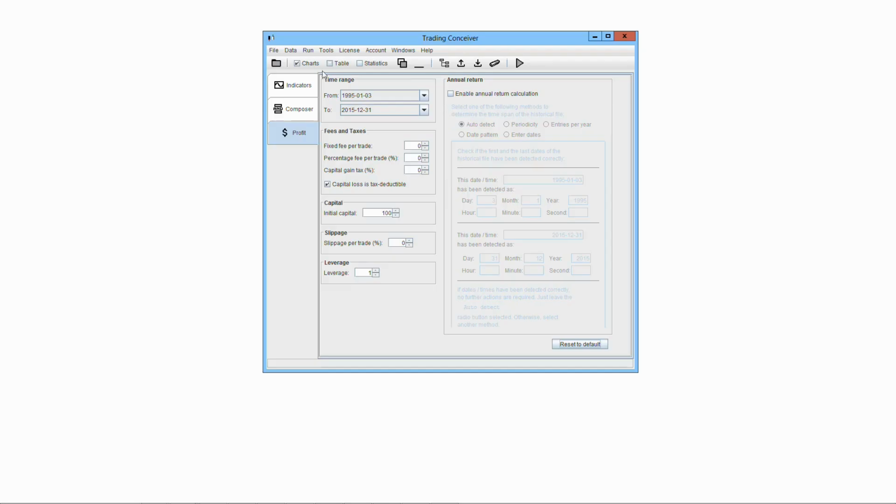Calculations are performed within this time range. By default, the first and the last dates available in the historical file are selected. You can select any interval to calculate the profit in a different time frame.